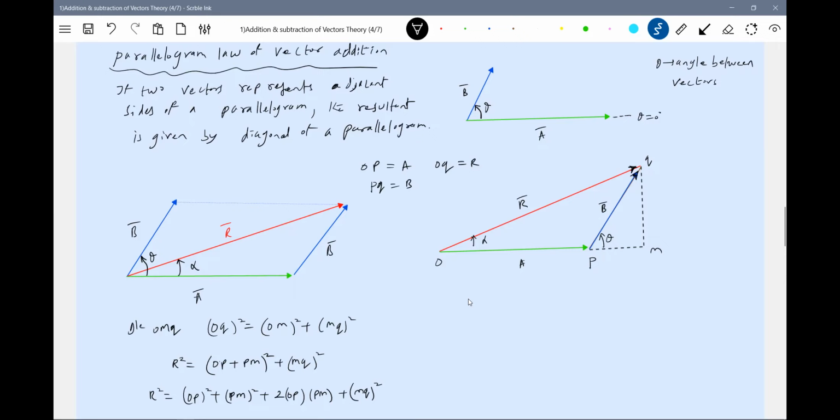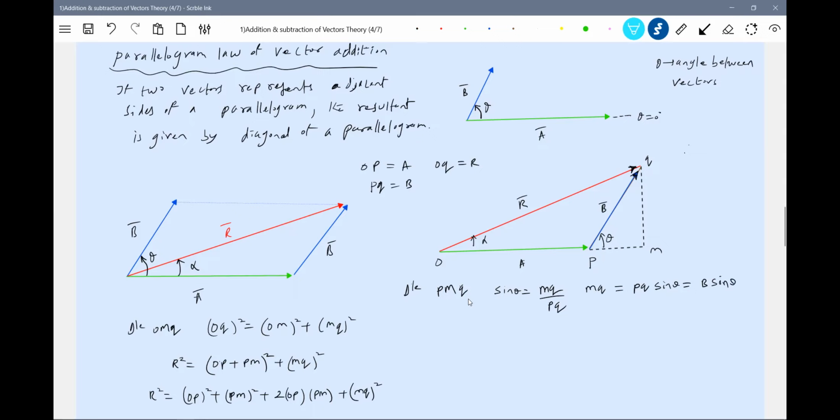Then we'll jump into the triangle. Let me bring everything here only. In the right angle triangle PMQ, I'm asking you to look at this triangle PMQ. In the triangle PMQ, sine theta should be equal to MQ by PQ. So therefore MQ should be equal to PQ into sine theta. Further, PQ should be equal to B. So therefore, B sine theta.